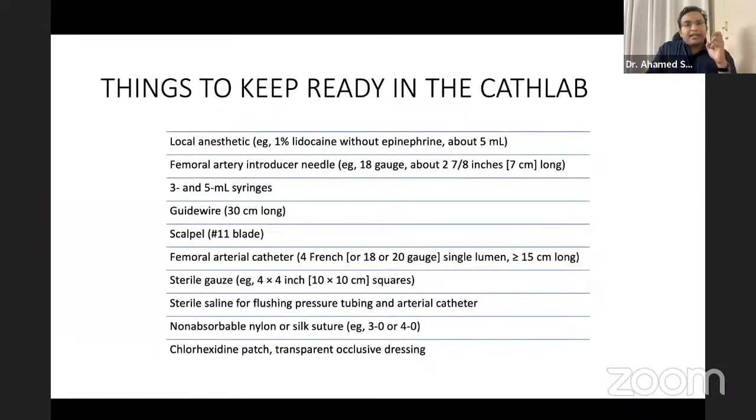So things to keep ready in the cath lab when we post a patient for DSA. For puncture, we need a local anesthetic agent, basically lidocaine without epinephrine, at least 5 ml. A femoral artery introducer needle, usually the 18 gauge needle, with a length of 7 cm. And the syringes, the guide wire should be at least 30 cm long, a scalpel and a femoral arterial catheter. For DSA, we go for the 4 French one, and sterile gauze, sterile saline for flushing the pressure tubings and the arterial catheter, and silk suture, rarely used in case of other procedures. Usually in DSA, we don't suture the catheter onto the thigh. Then a chlorhexidine patch and a transparent occlusive dressing.